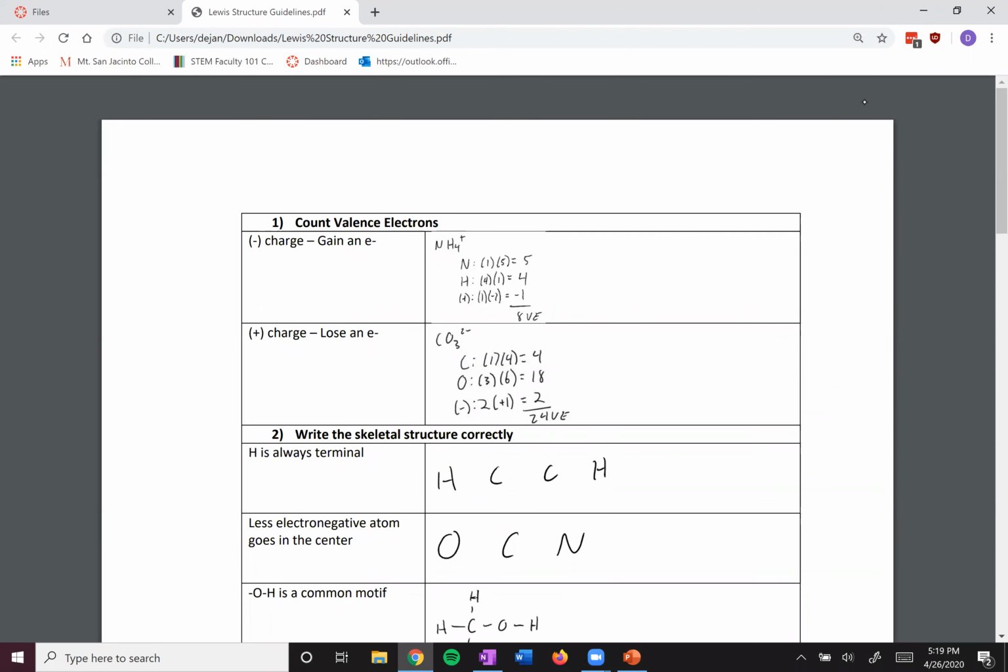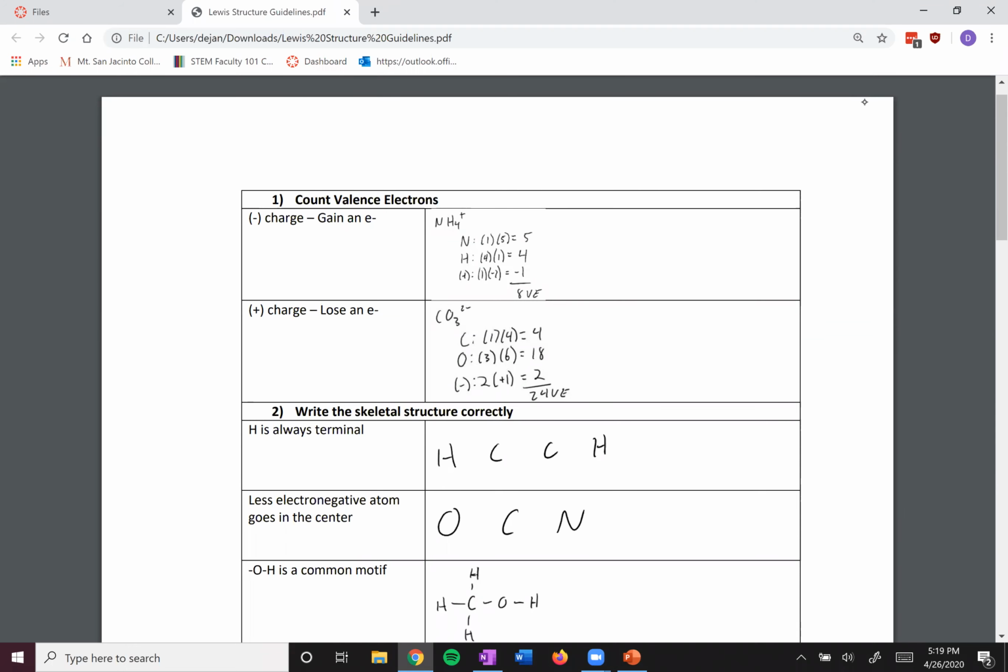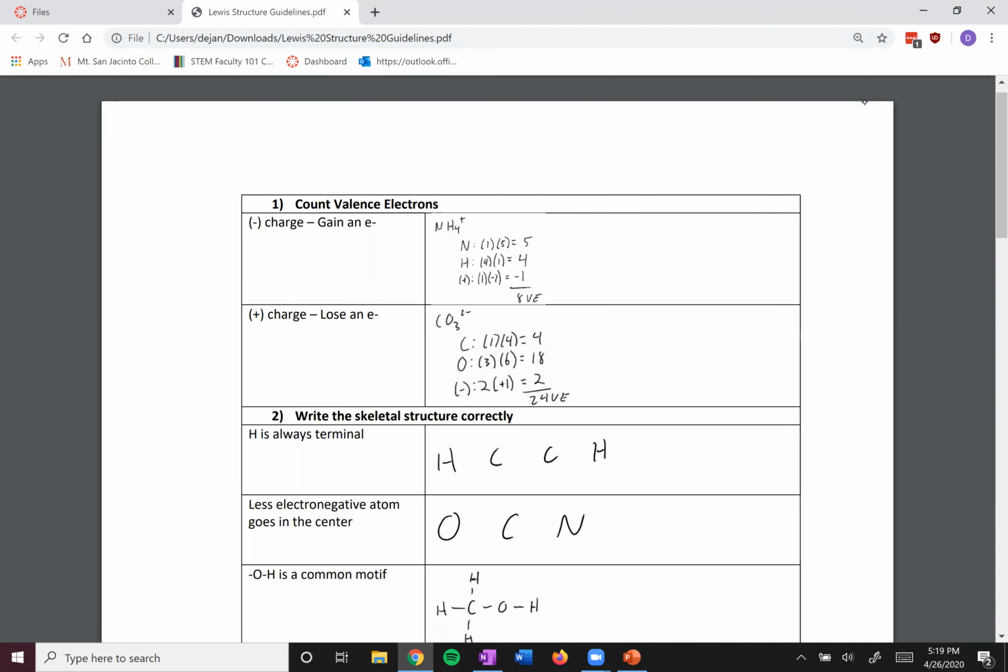All right, so if you take a look on Canvas, I've given you a review of the steps of the Lewis structure, this time adding in all the exceptions, formal charge, and all the other stuff that we've learned. So the first step is to always count your valence electrons. You should be able to know how to do that. Remember, negative charges, you add an electron. Positive charges, you lose an electron. So something like a 2 minus, that'd be plus 2 electrons.